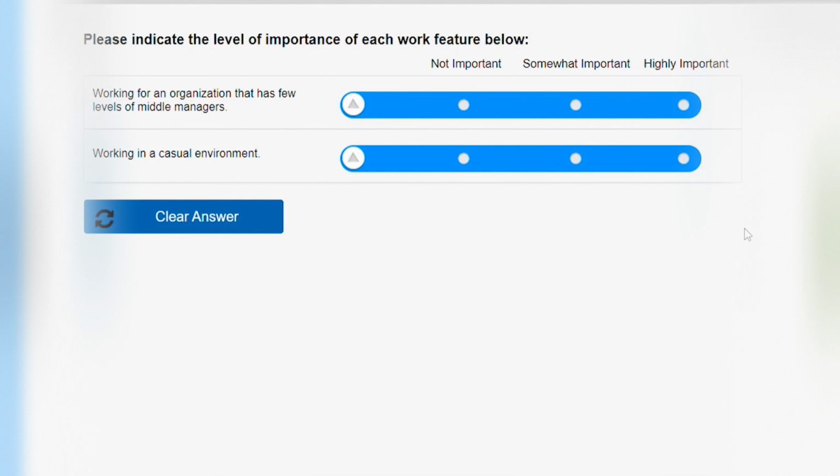Last set of questions for this part. Working for an organization that has few levels of middle managers. Working in a casual environment, I would simply pick somewhat important. Just stay in the middle, avoid the extremes.